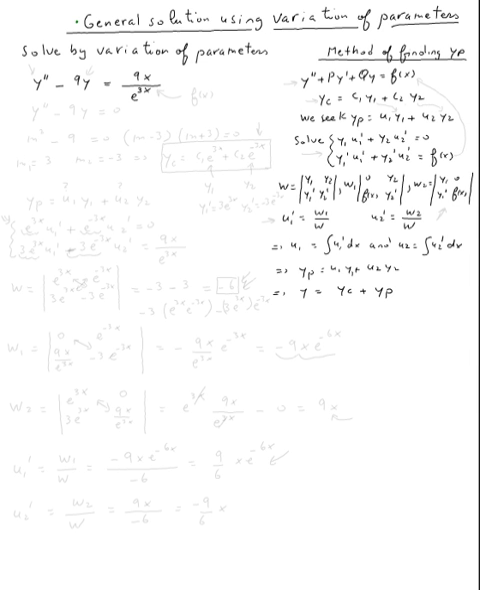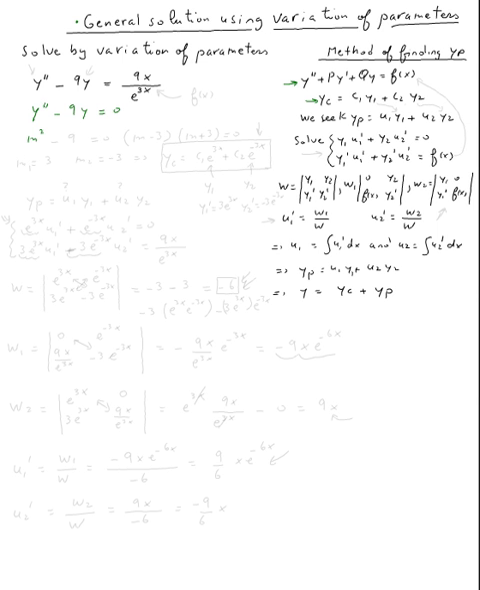So let's follow the method of finding yp. First, the equation is already written in the standard form, so all we need to do is find the complementary function yc. So how do we do that? We solve the homogeneous equation, y double prime minus 9y equals 0.